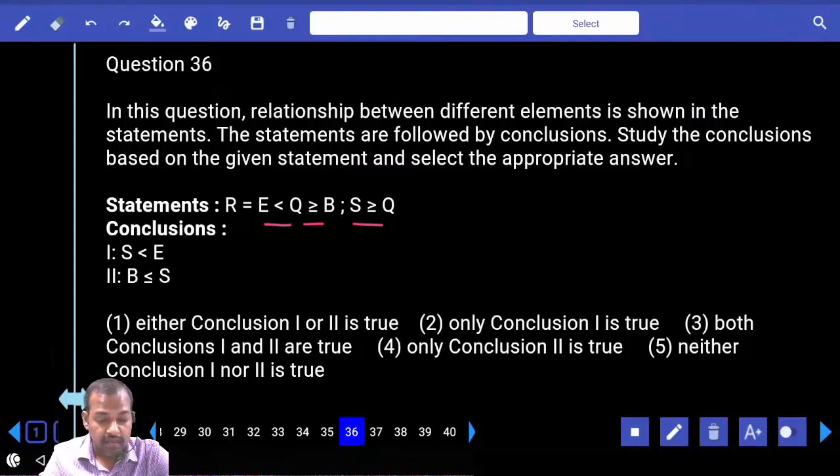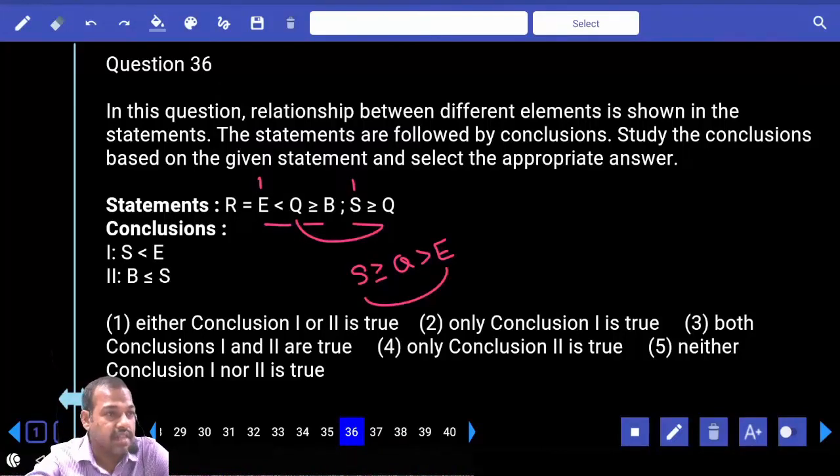Where can we see S here? S is in the second statement and E is in the first statement. Now tell me, what is the common variable in the first and second statement here? Q is common, isn't it? That means S greater than or equal to Q and Q greater than E. Now tell me, what is the condition between S and E here? S is greater than E, but in the conclusion he has given S less than E. This is wrong. Next one.